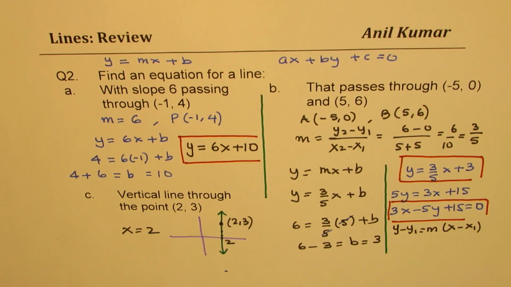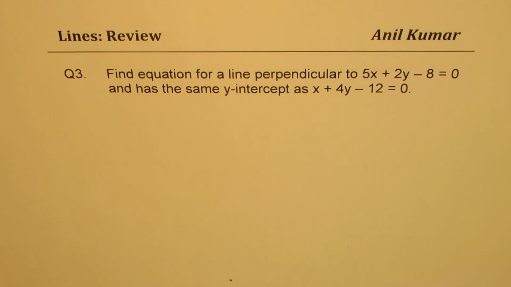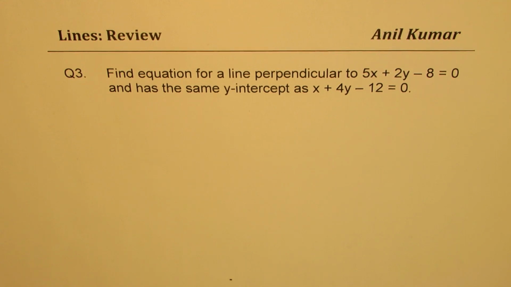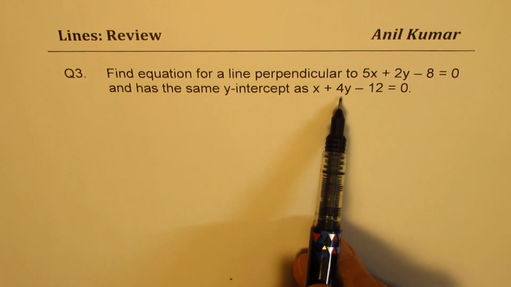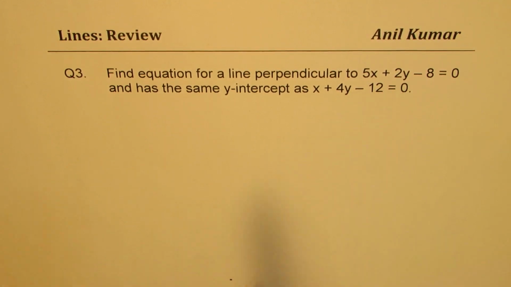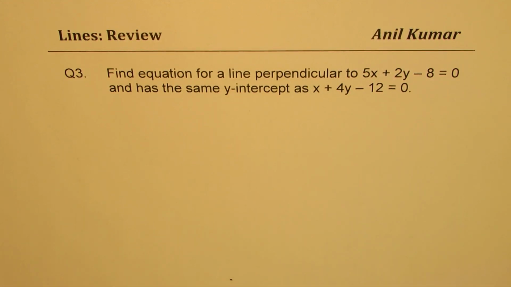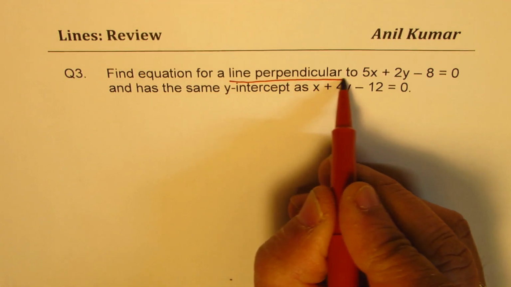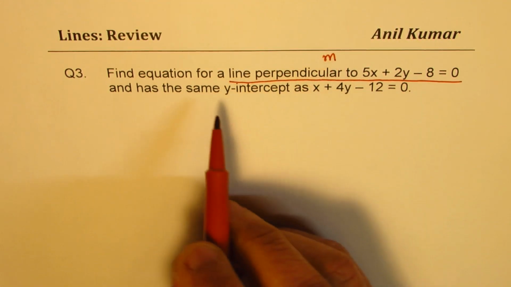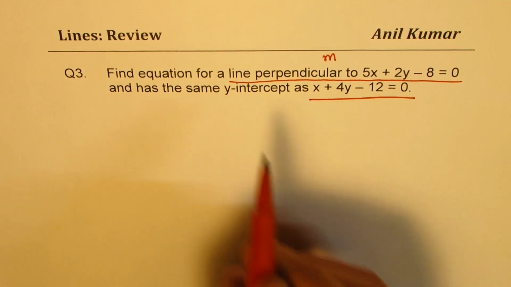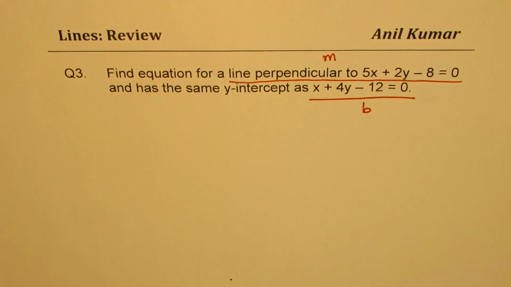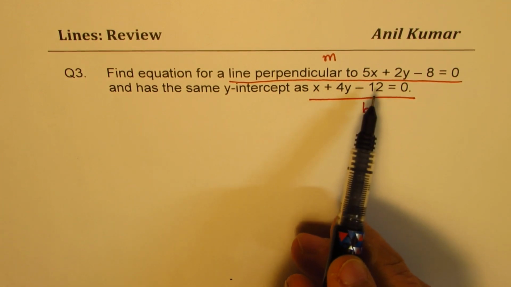So let's move on and take question number 3. Question number 3. Find the equation for a line perpendicular to 5x plus 2y minus 8 equals 0 and has the same y-intercept as x plus 4y minus 12. So we are given two different conditions, and let's see how to find this particular equation. So the first condition is line perpendicular. So from here, we'll get the slope m. And the second one here is same y-intercept. So here you'll get the value b for the y-intercept. So let's find them individually.